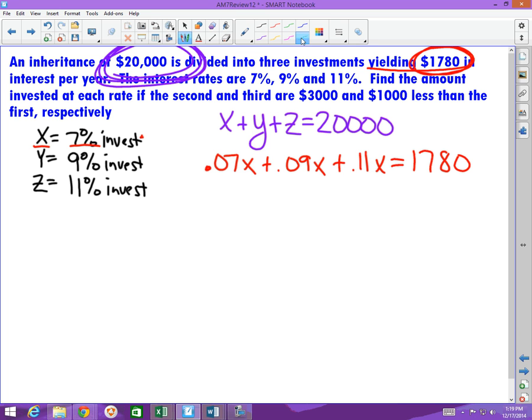Then you have a couple more equations that you can write. In this case, there's 4 equations that you can write. You really only need 3 because you have 3 unknowns. We'll write all 4 of them. So it says find the amount invested. The second is 3,000 less than the first. So the first is X minus Y is equal to 3,000.